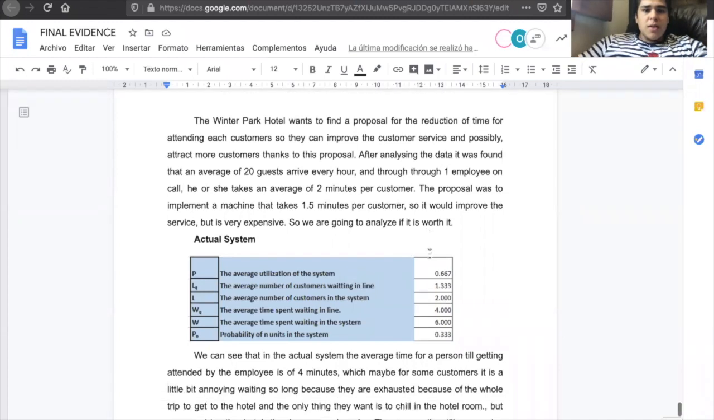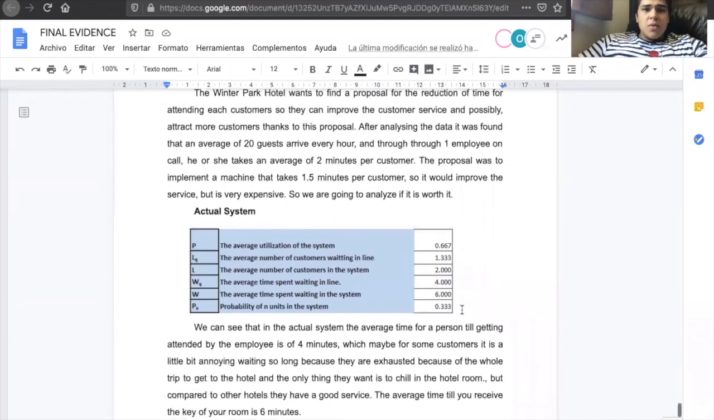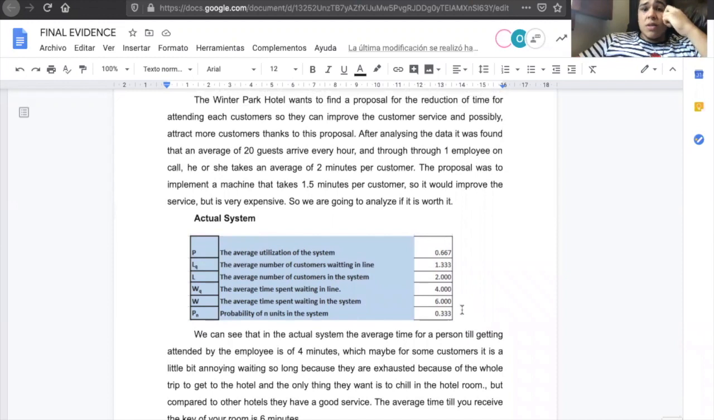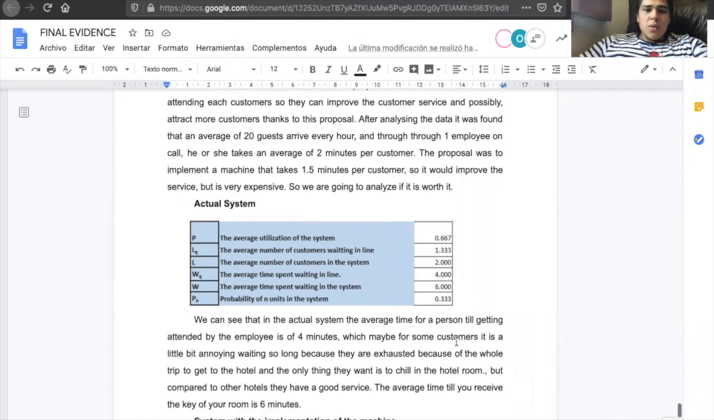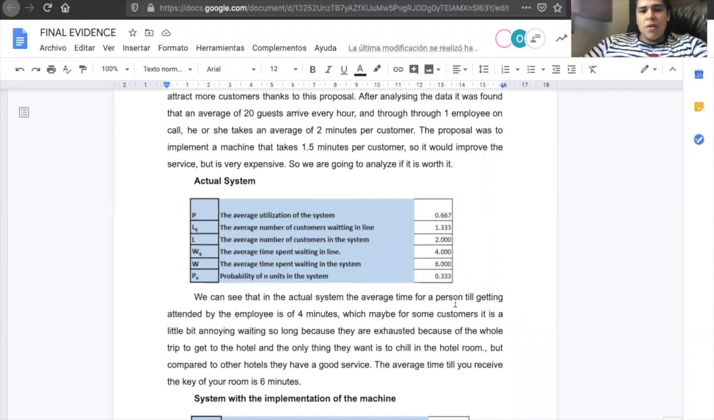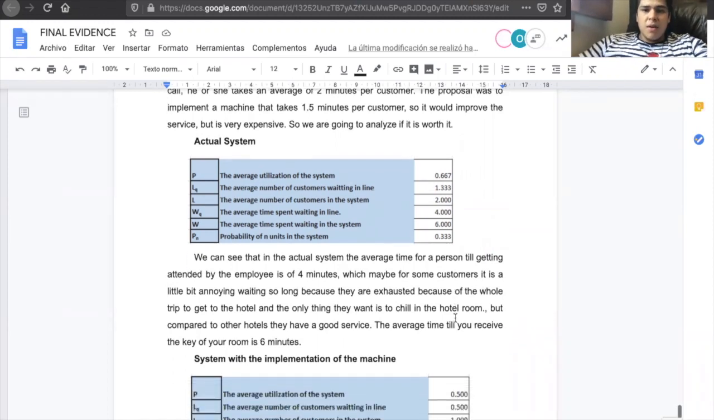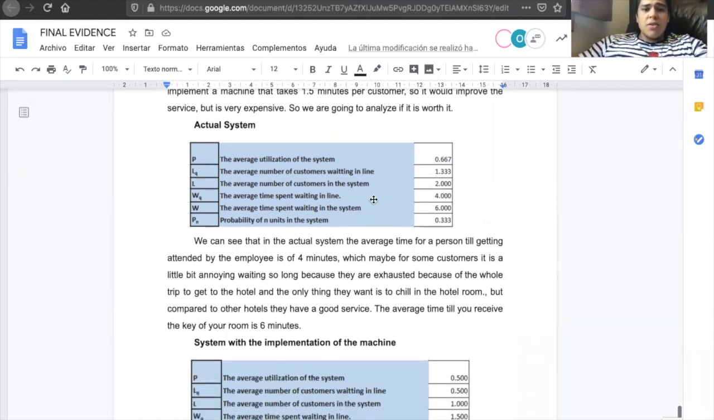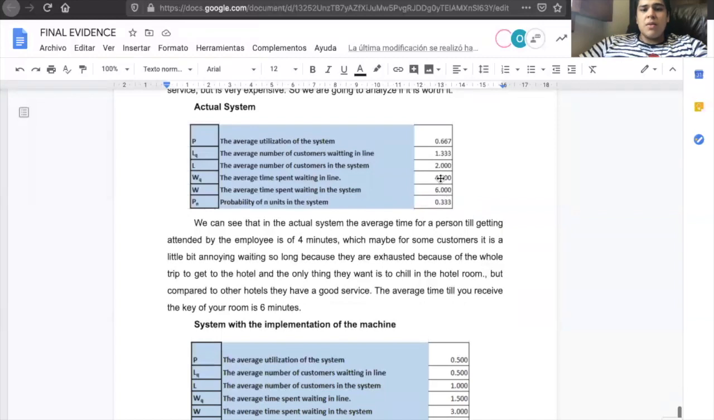So to reduce the waiting line system, it was thought to acquire a machine that reduces the time to 2 minutes per customer that takes 1.5 minutes per customer. So here we are going to analyze based on the waiting line method if it will be affordable for the hotel to buy the machine and what will be the benefits of it. So here we have the average time spent in the waiting line of the normal system they have. We can see there is 4 minutes in the waiting line and 6 minutes for the total system.